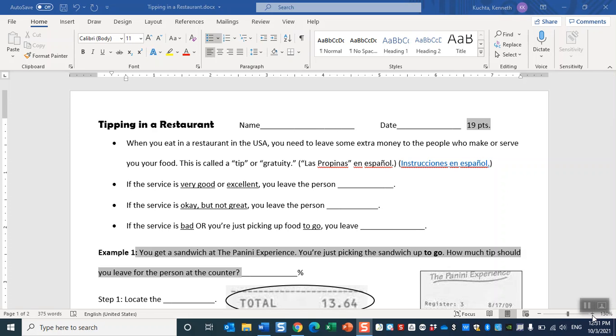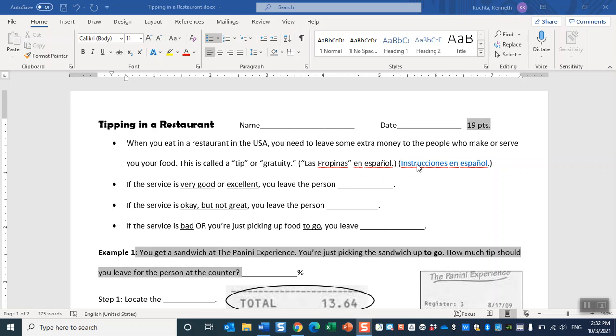Okay, everybody. This is Mr. Kuchta, and I'm going to talk to you about tipping in a restaurant. Okay? So, tipping is when you leave some extra money to the people who make or serve your food in a restaurant. And we also call this not only tips, but gratuity. And in Spanish, it's las propinas.